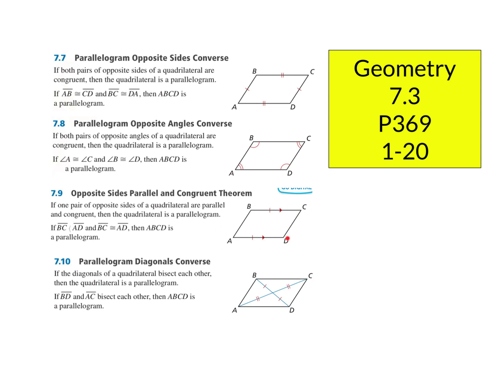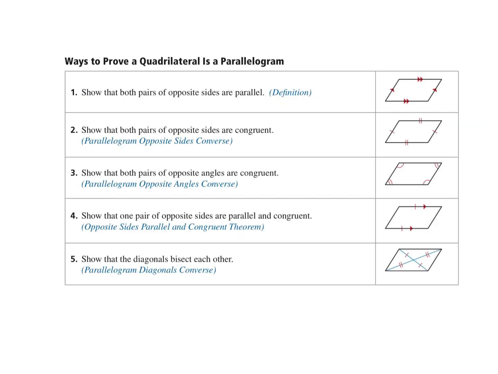Now, here's something new. Opposite sides parallel and congruent. If you have one pair of sides that are parallel and congruent, then you know the other two are parallel and congruent as well. And at the bottom, if your diagonals bisect each other, then you know you have a parallelogram. Okay, let's go on. And here's a quick way to prove that you have a parallelogram.